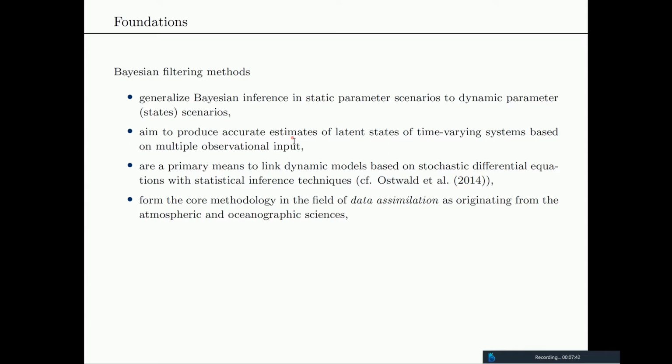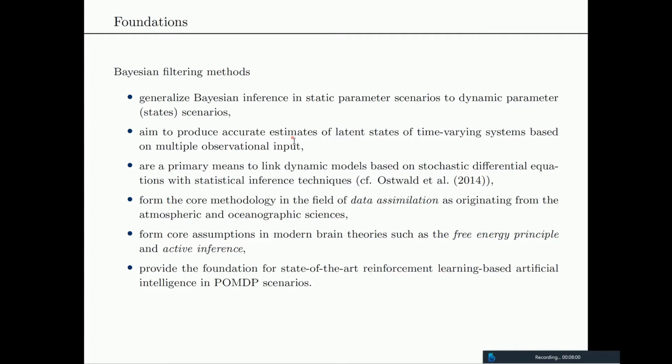And then, that's just more for the nerds and neuro people, Bayesian filtering methods are also behind what the current theories say the brain does. So brain theory, climate change, everything is Bayesian filtering. And not only climate change and the brain, but also artificial intelligence is Bayesian filtering. It's really like that. So this is why Bayesian filtering is actually important.